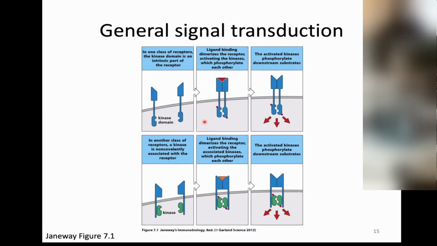And very often we think about signaling that looks like what is shown at the top of this figure, which is signaling via something called a receptor tyrosine kinase. A receptor tyrosine kinase usually has 3 parts.